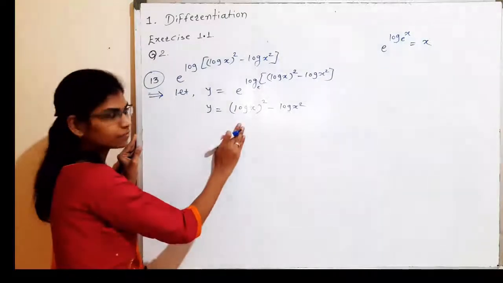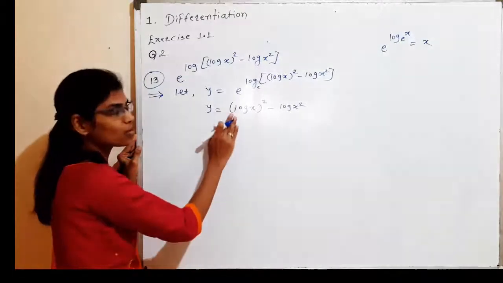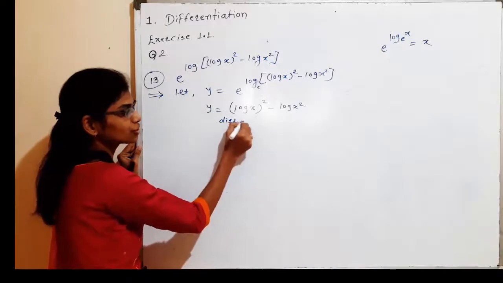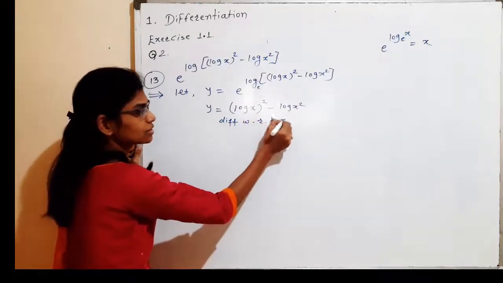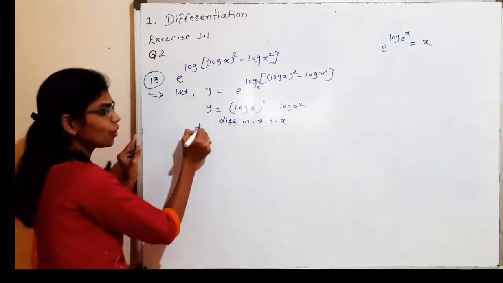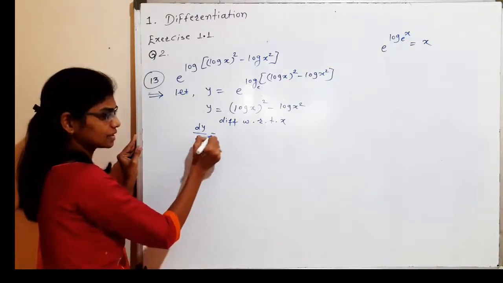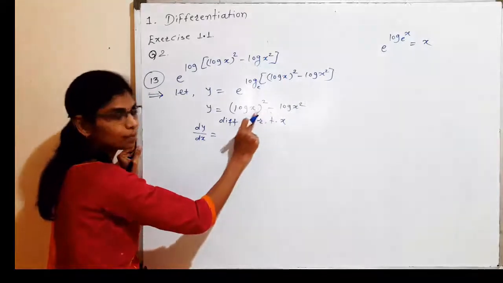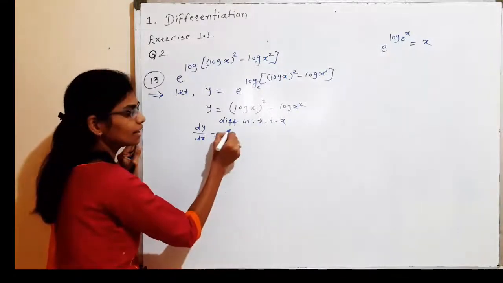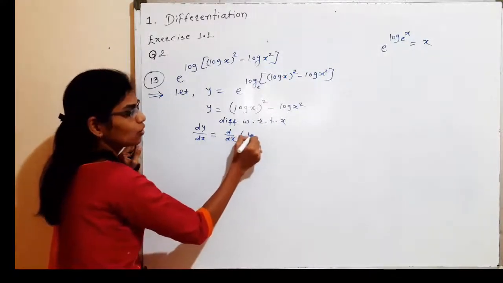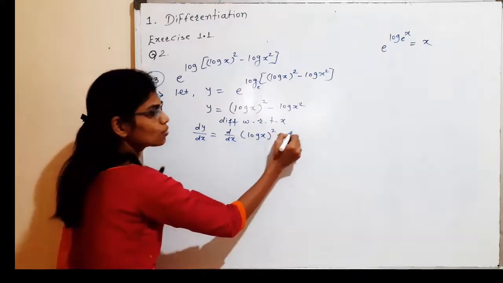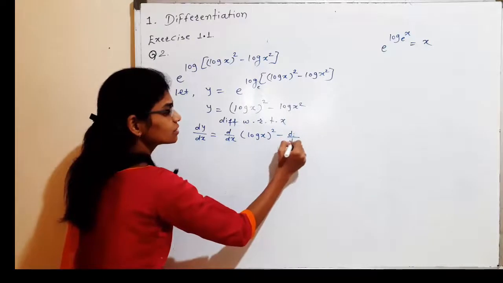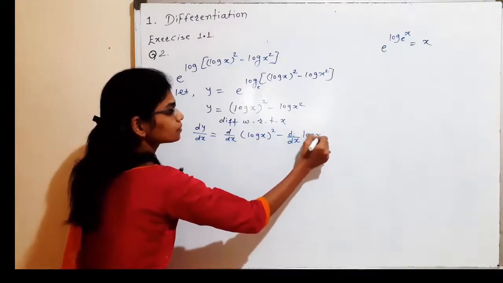So that is the main function. It means simplified form of the given function. So differentiate this function with respect to x. Then derivative of y with respect to x is equal to derivative of both terms. We have to take the separate derivative of each one, and that is derivative of (log x)^2 minus derivative of log x square.